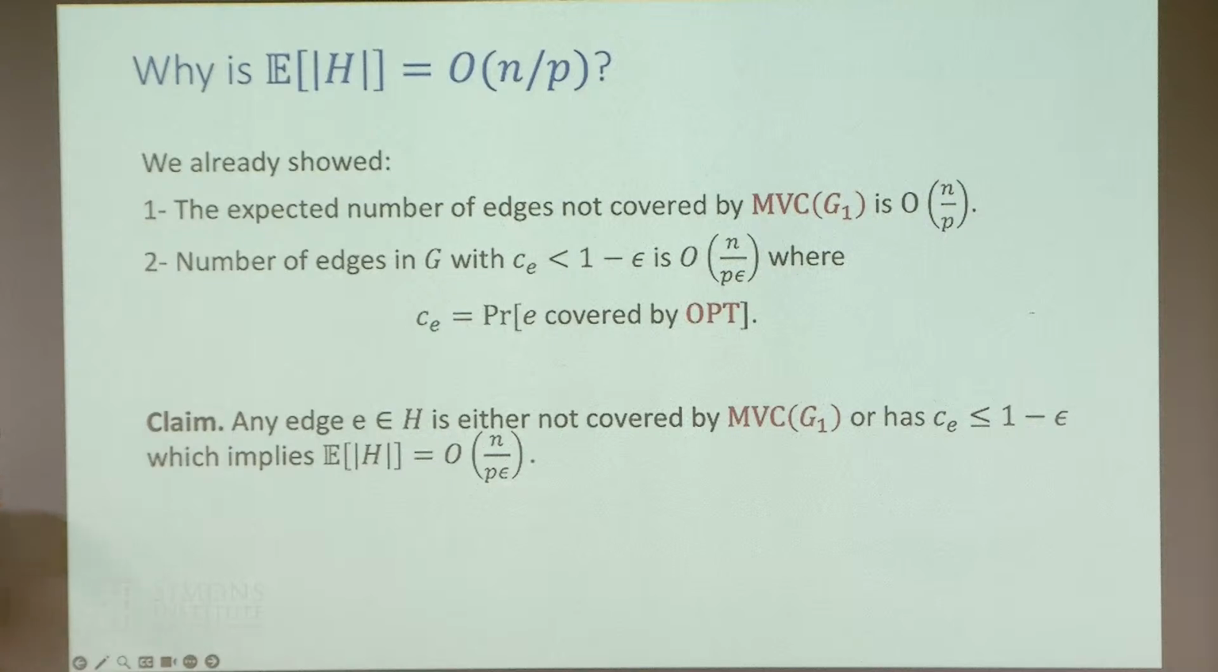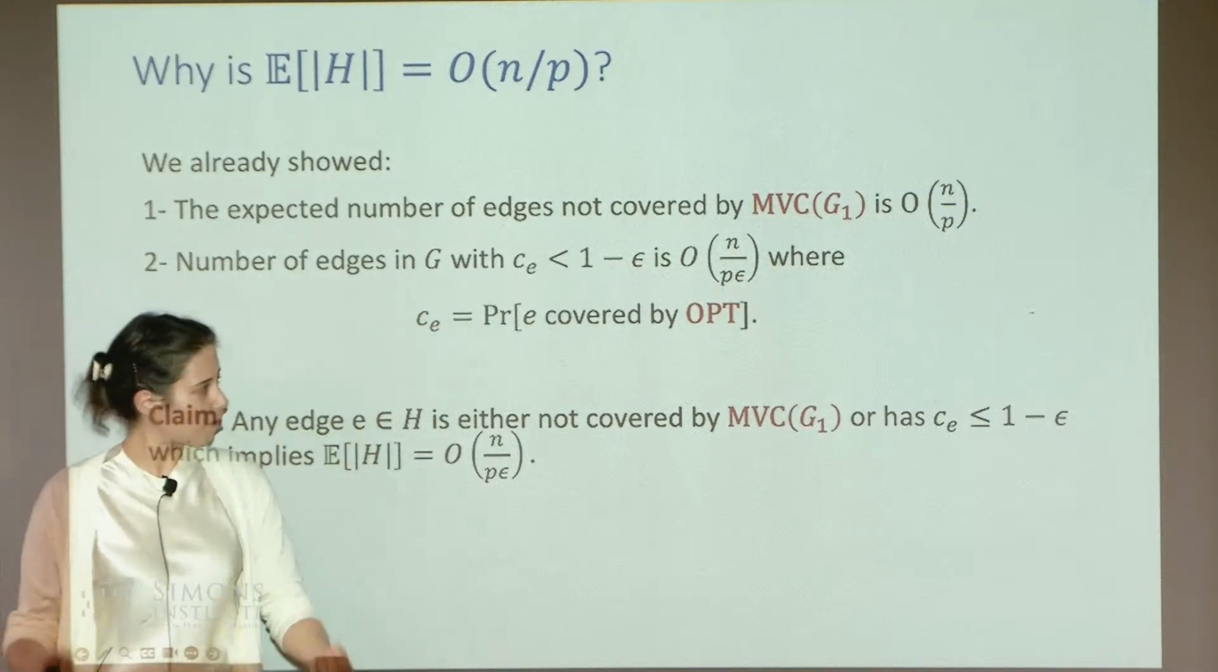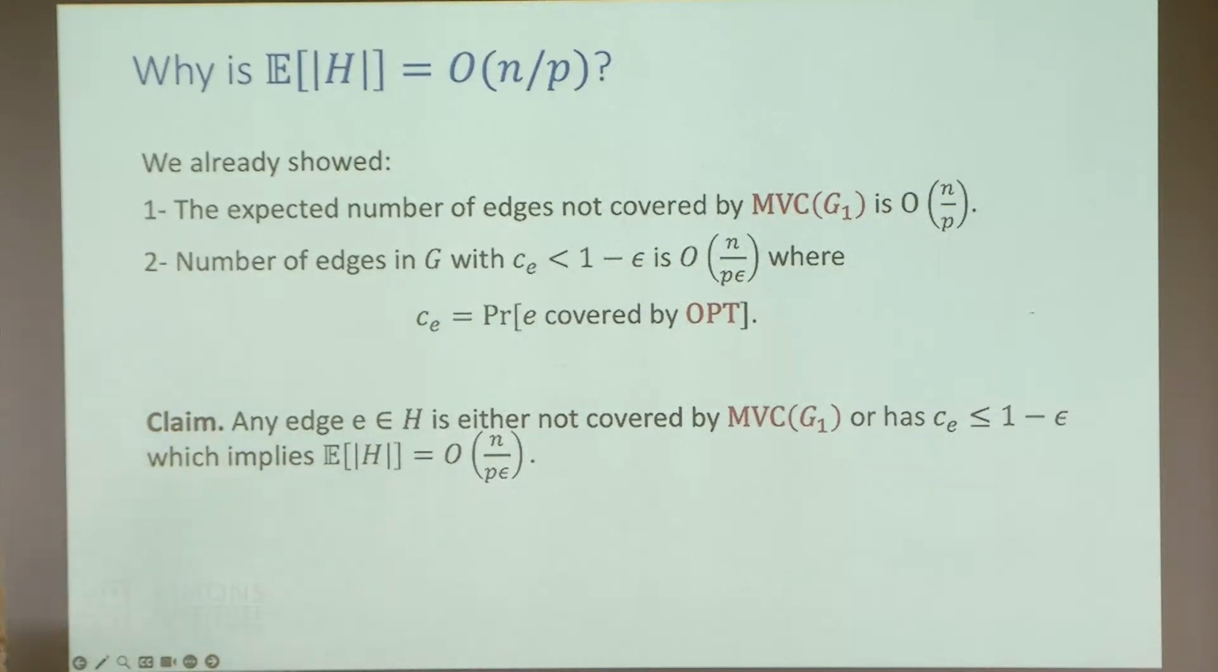In the analysis of the first algorithm, we showed that the expected number of edges not covered by a minimum vertex cover is O of n over p. And in the second one, we showed that, here CE is the probability of the edge being covered by the optimal solution, the number of edges whose CE is smaller than 1 minus epsilon is also O of n over p epsilon. So my claim is that any edge that I'm going to query here falls in one of these two categories.